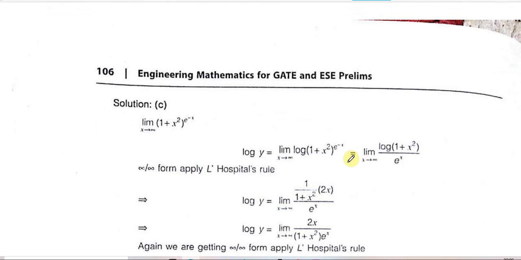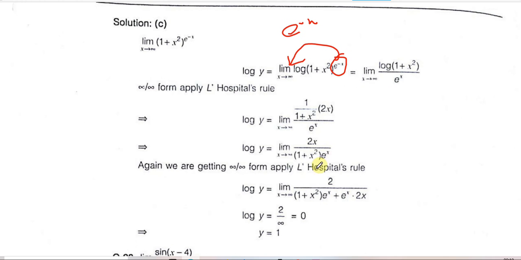After taking the log, the e to the power minus x term comes into multiplication. This is the log property. It will be e to the power minus x into log of 1 plus x square. E to the power minus x means 1 upon e to the power x. Now this is converted into infinity upon infinity. So simply apply L'Hopital's rule. 1 upon 1 plus x square into 2x, and e to the power x. If after differentiating it again comes infinity by infinity, again apply L'Hopital's rule, and that way you will get the answer.